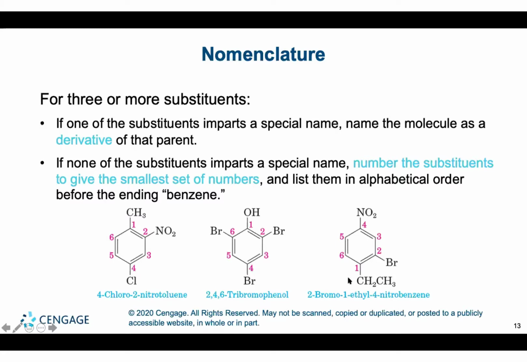What about this one? Here we have ethylbenzene. So we start numbering from ethylbenzene, which is going to be the root for us. 1, 2, 3, 4, 5, and 6 here. Make sure when you write it down that you go based on alphabetical order. So it's going to be 2-bromo-1-ethyl-4-nitrobenzene.